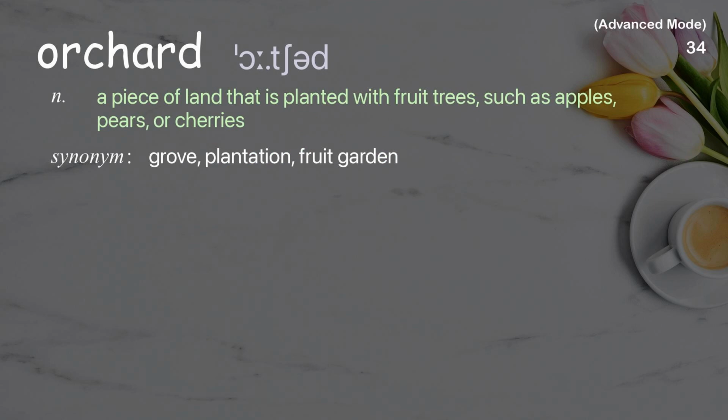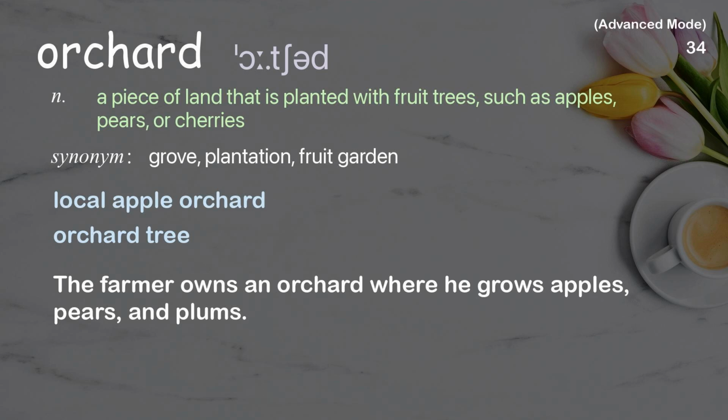Orchard. A piece of land that is planted with fruit trees, such as apples, pears, or cherries. Examples: Local apple orchard. Orchard tree. The farmer owns an orchard where he grows apples, pears, and plums.